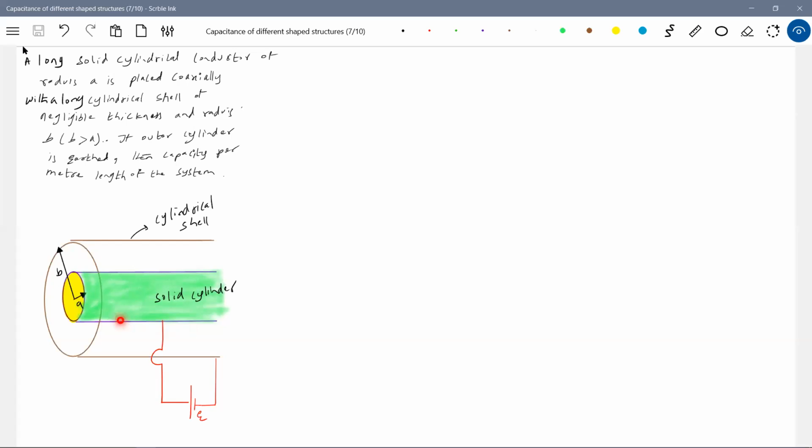So like this, we have here a charged plate, a positive charge plate. The inner surface of the cylindrical shell will be negatively charged. So for your help, at least I can.